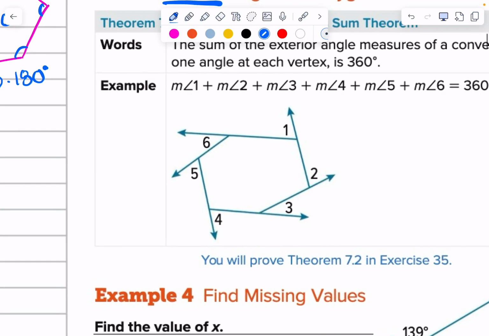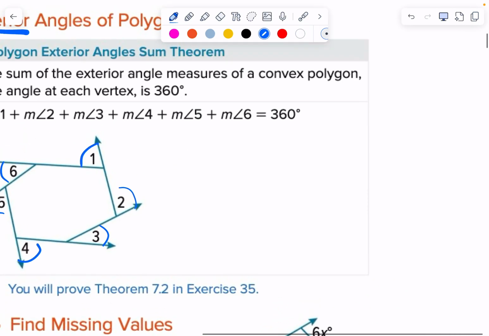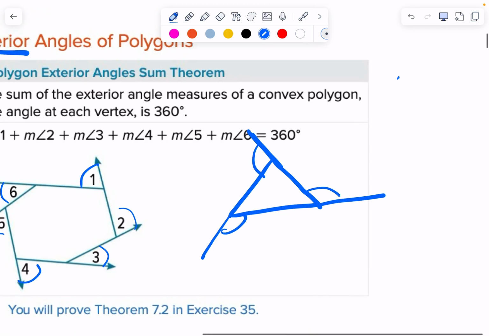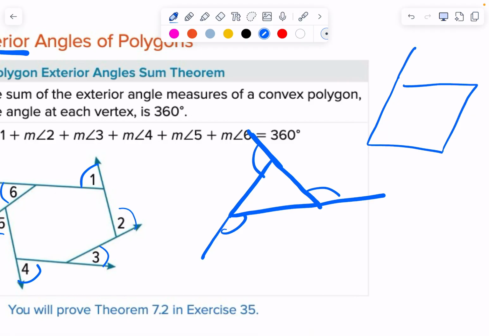Here is a 6-sided figure, and it kind of looks like a little pinwheel, right? They have extended each side out to make these exterior angles. Now, are all of those exterior angles going to be the same measure? No, only if it is a regular polygon. Now, here is the deal. If I have a triangle and I make the little pinwheels off of it, those angles are going to be really big. If I make a 4-sided figure and I do the pinwheels off of it, you're not listening.